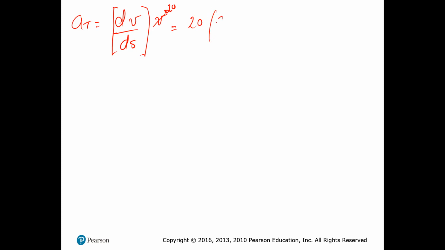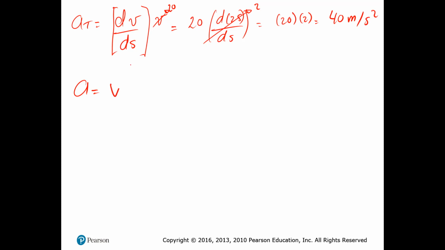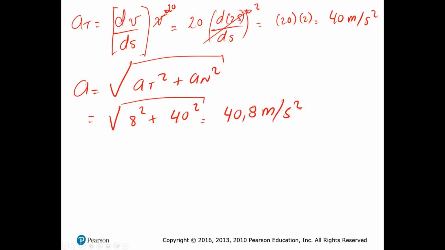And then the derivative of 2s with respect to s will be equal to 40 meters per second squared. All I have to do is use the equation that we developed, which is the square root of the tangential component squared plus the normal component squared. That will give you the result of our exercise.